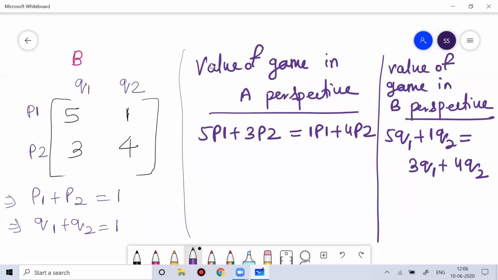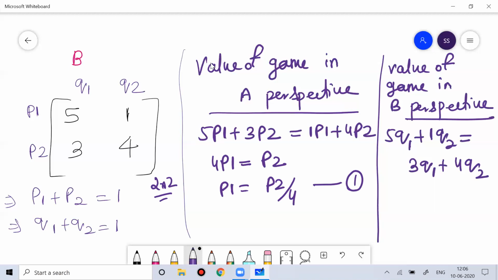Now I can solve this. Understand how I'm able to solve it: because this is a 2 by 2 matrix, I'm getting two variables, and I can solve linear equations where two variables are involved very easily. So I can say 4P1 is equal to P2, so P1 is equal to P2 by 4. This I can write as equation 1, P1 equal to P2 by 4.